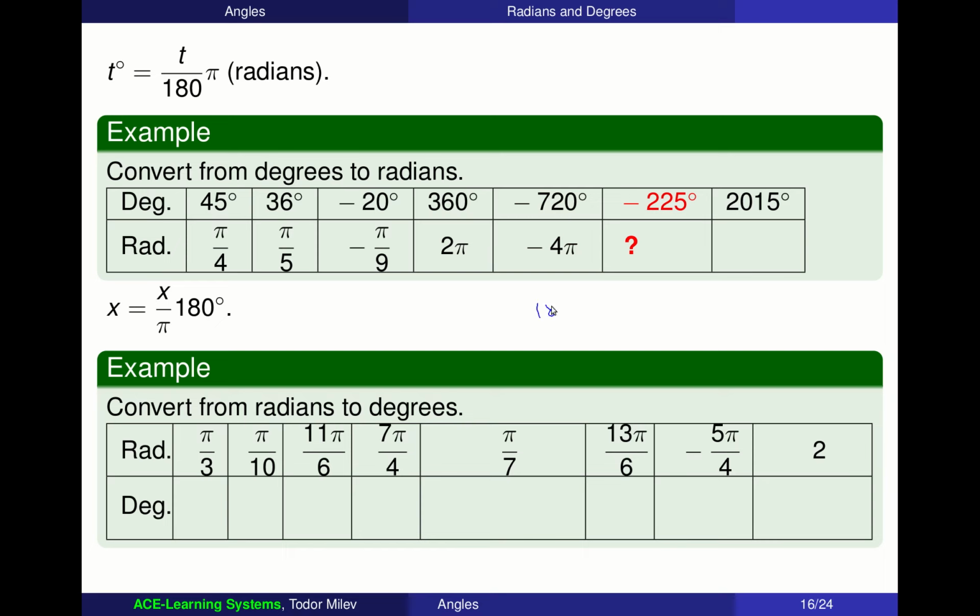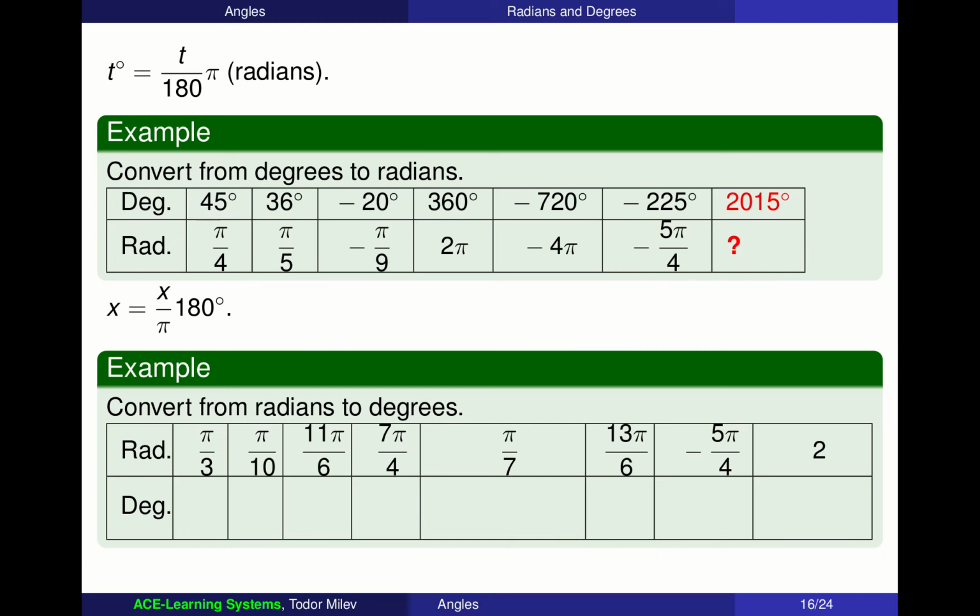Let's see. 180 degrees plus 45 degrees is 225 degrees. 180 degrees was pi radians we mentioned. 45 degrees is pi over 4 radians. So these two must be equal to pi plus pi over 4 radians, so 5 pi over 4. And there's a minus sign in the front, so the answer should be negative 5 pi over 4. Correct, negative 5 pi over 4.